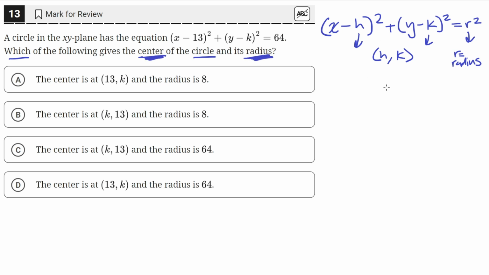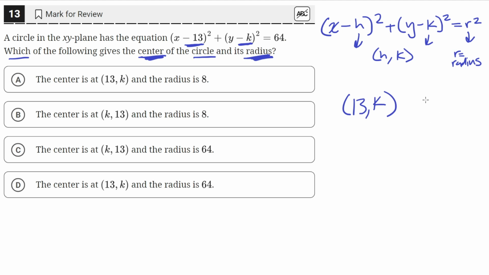In this equation here, we have a negative 13 and a negative k. So that means the coordinates of the center of the circle are 13 and k. Because in the equation, there's already a negative sign here, so the value of h is just 13, and the value of k is k in this case. They just didn't put a number here, they just put a variable for k.